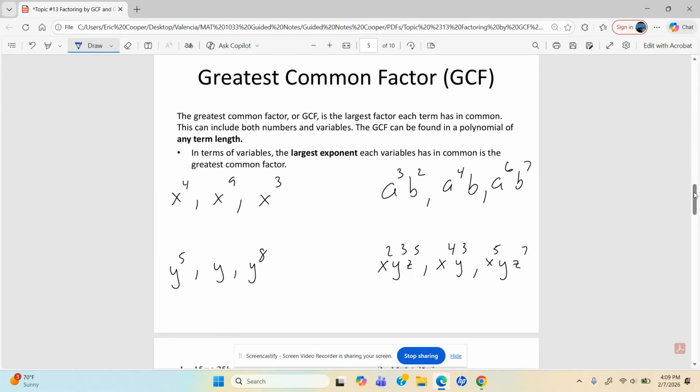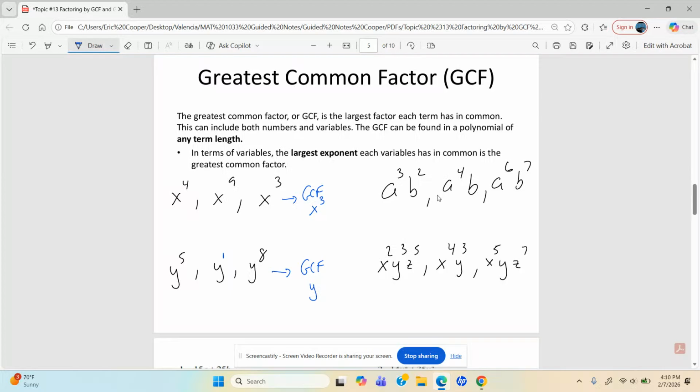In terms of variables, the largest exponent each variable has in common is the greatest common factor. So one of the things you need to do is make sure all the terms have that same variable, and if you do, how many is the most that you can take out without running out. So for example, when I have x^4, x^9, and x^3, they all have x's. The most amount of x's I can take out is 3. Once I take out 3, this last term doesn't have any more I can take out. So the GCF here would be x cubed. For the y's, I have y^5, y to the first power, because remember, if there's no exponent, it's really to the first power, and y to the 8th. Well, I can only take out one y in this case.